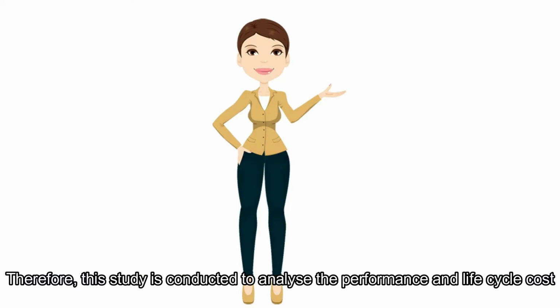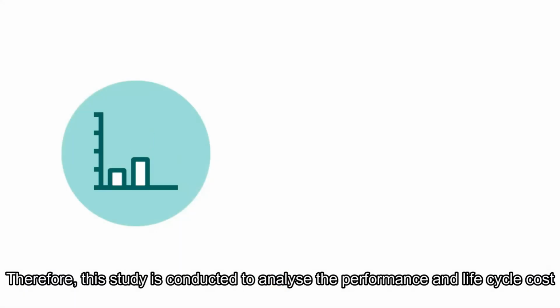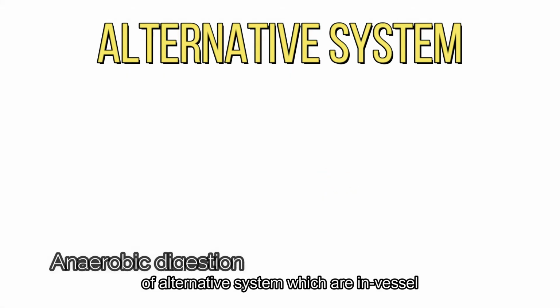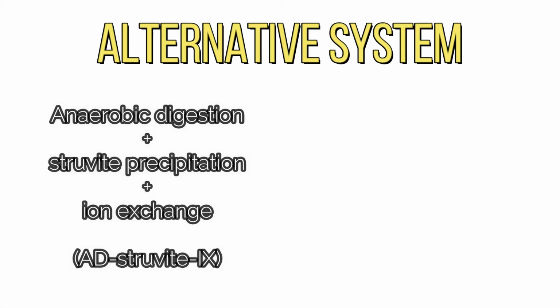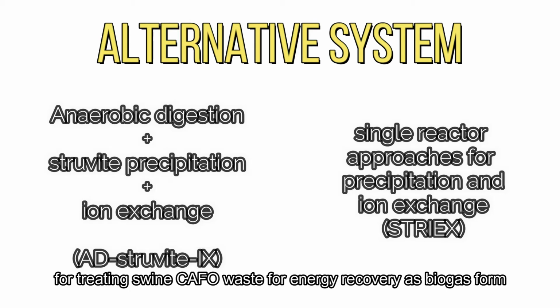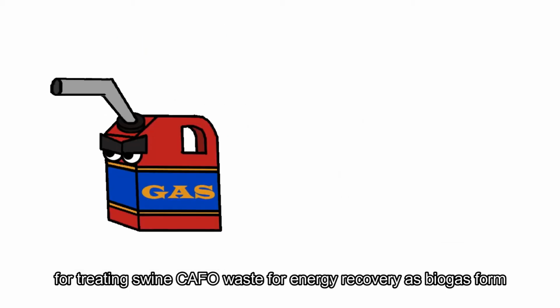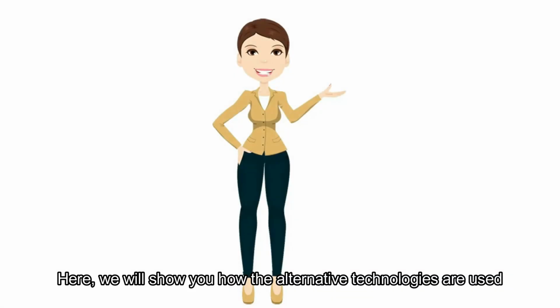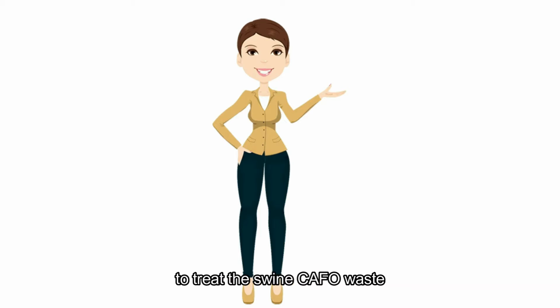Therefore, this study was conducted to analyze the performance and life cycle costs of alternative systems, which are in-vessel anaerobic digestion (AD), followed by struvite precipitation and ion exchange (IX) onto natural zeolites, and single reactor approaches for precipitation and ion exchange (STRIAX) for treating swine CAFO waste for energy recovery as biogas and nutrients as soluble fertilizers. Here, we will show you how the alternative technologies are used to treat the swine CAFO waste.